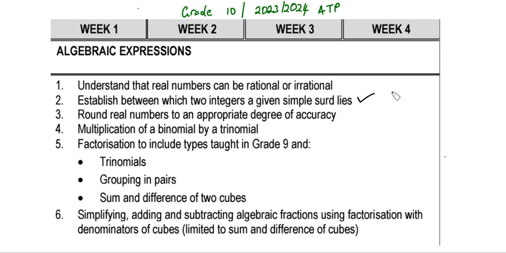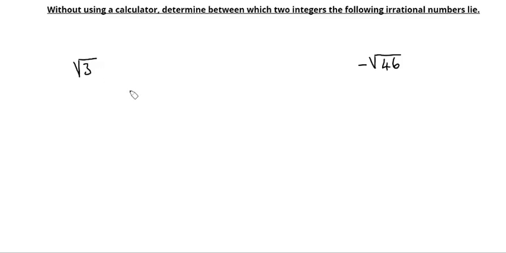So we're going to look at the second objective there: establish between which two integers a given surd lies. When I'm talking of surds, these are like the square root of a non-perfect square or a cube root of a non-perfect cube. In this case, we're given a question without using a calculator: determine between which two integers the following irrational numbers lie.